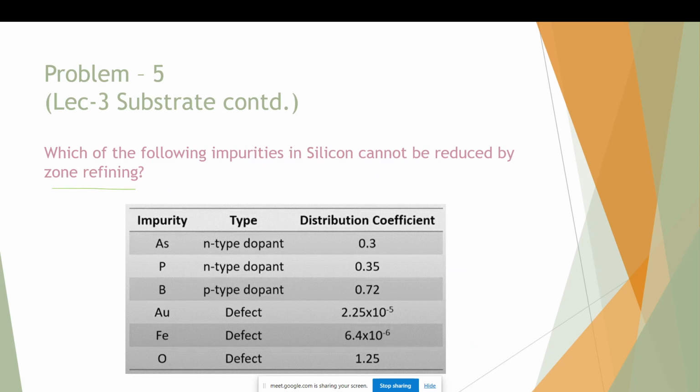I have given you some impurities and their distribution coefficient in silicon. Based on these distribution coefficients, what do you think? Arsenic. Arsenic cannot be refined by zone refining, right? Why is that? Just based on the distribution coefficient, I'm asking. I don't know, it depends on the distribution coefficient, but it depends on the gas it evaporates while producing that ingot. So we need that boron.